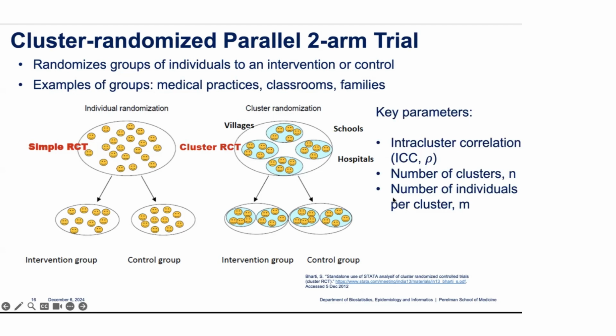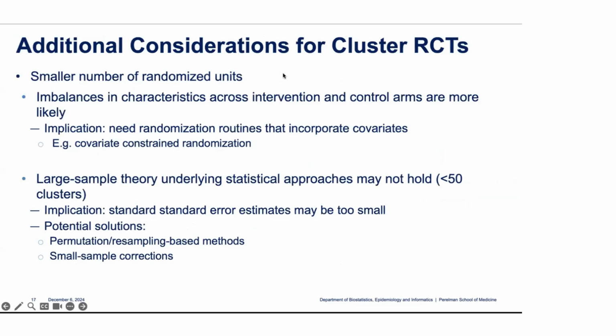So additional parameters that are involved in a cluster randomized design are the intra-cluster correlation. And now we have to think about sample size in two ways, the number of clusters and the number of individuals per cluster. Some challenges that are associated with cluster randomized trials is that there's typically a smaller number of randomized units. And because of this, imbalances in characteristics across intervention and control arms are more likely. And so an implication is that we need to be really careful about enforcing balance when we allocate the groups or the clusters to a treatment or a control.